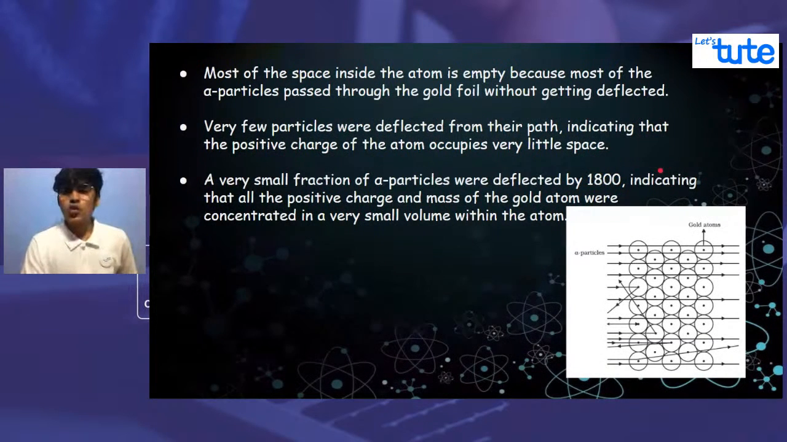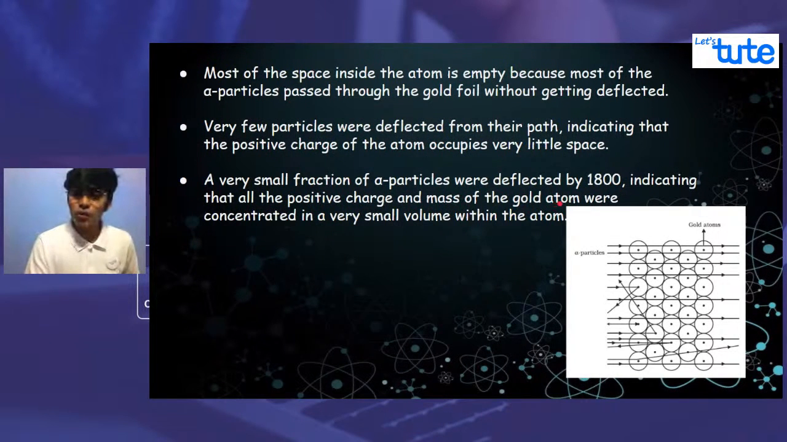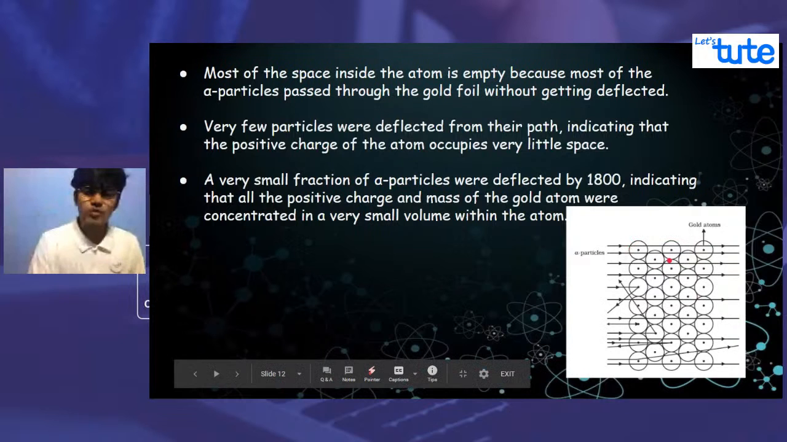So 180 degree, indicating that the positive charge is concentrated in a very small volume within an atom. So the concentration of the positively charged particle or the mass of the gold atom is actually concentrated in a small volume. That is, the whole mass is actually concentrated on the proton.